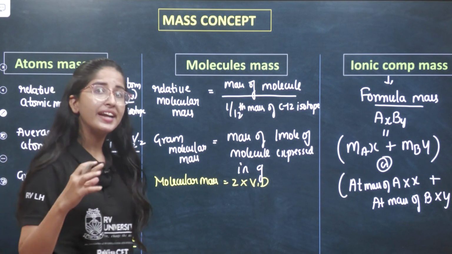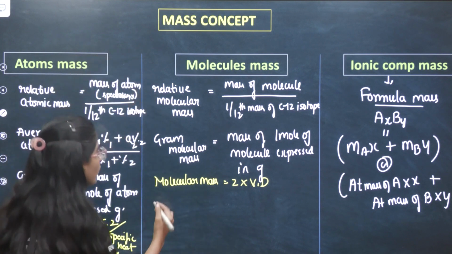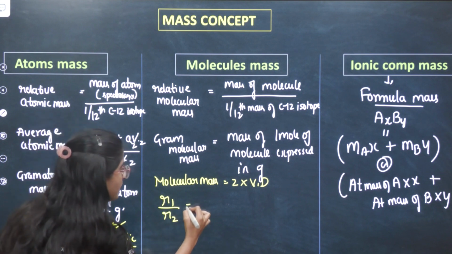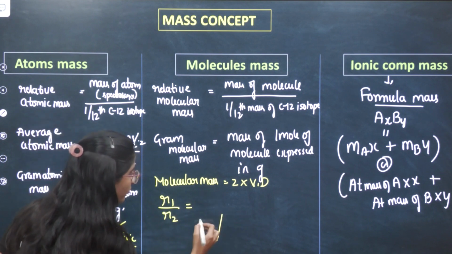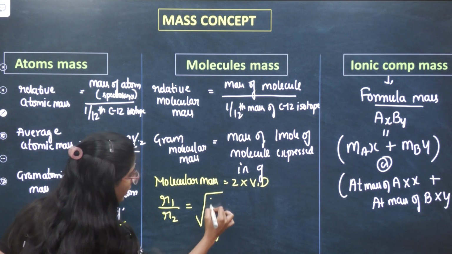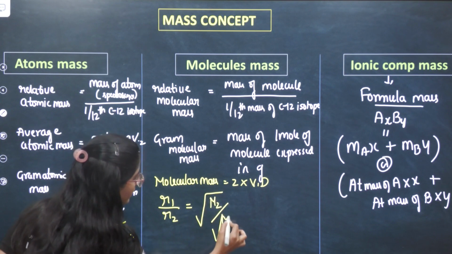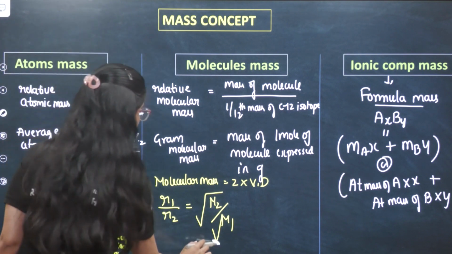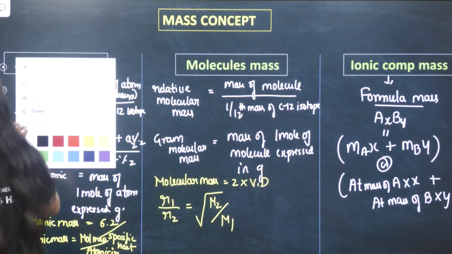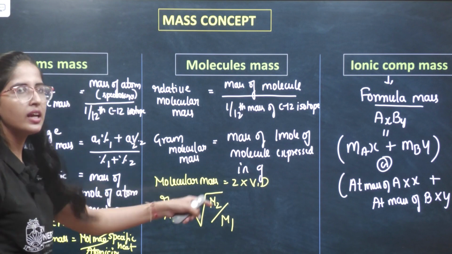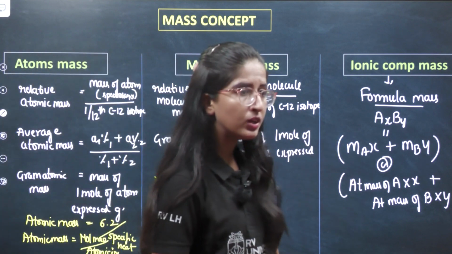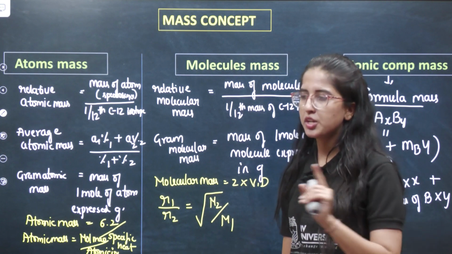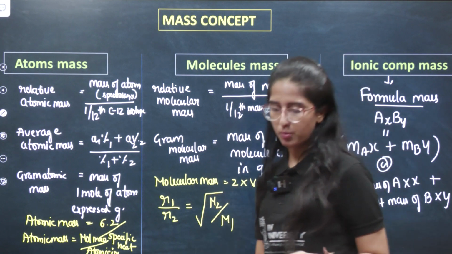And next is the rate of diffusion. If the rates of diffusion of 2 gases are given, R1 divided by R2 will be equal to the square root of M2 divided by M1, that is, molecular mass of the second gas divided by molecular mass of the first gas. This is given in the gaseous state chapter, which has been removed, but you might still be expected to solve questions based on this formula.